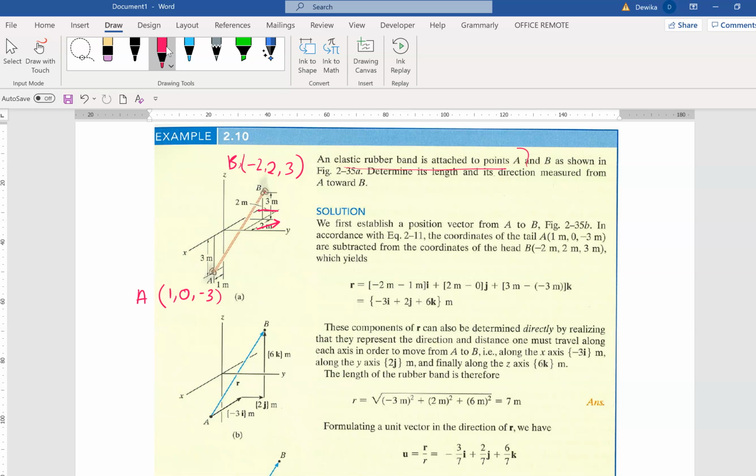So if you look here, the question is asking, elastic rubber attached to the points A and B. Determine the length and direction measured from A towards B. So if A towards B, what's happening? How will the arrow be? If A towards B, it's from here to here.